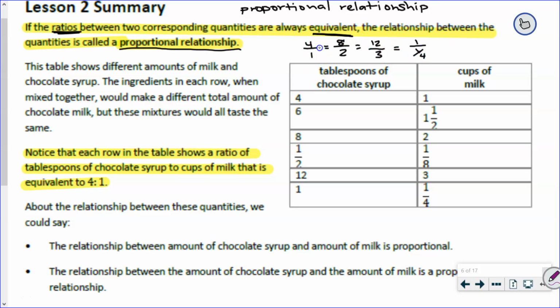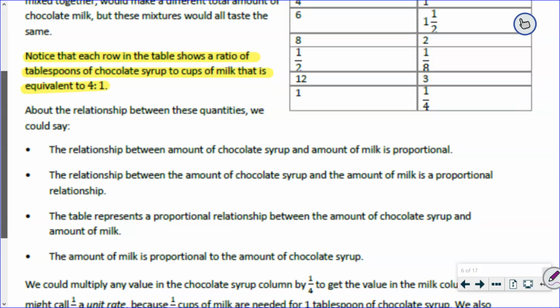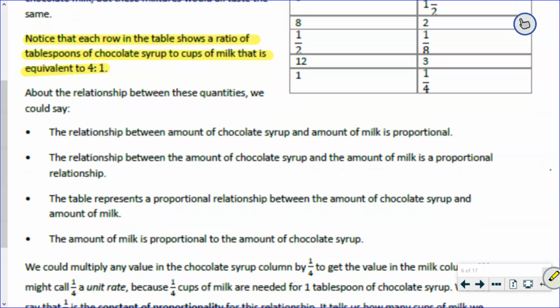So we are seeing equivalent ratios. They're just listed in the table now instead of being written out like these ratios here. So these 4 sentences say the same thing but in different ways, and they all talk about that relationship. So again, instead of just saying equivalent ratios, we're talking about the relationship between these quantities.